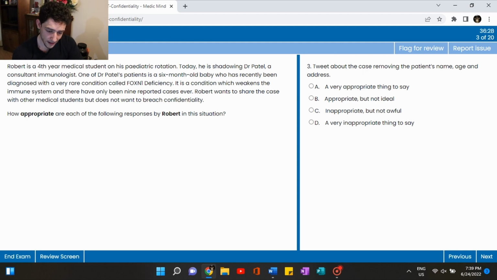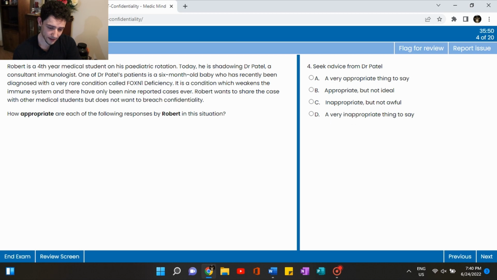Number 3, tweet about the case, removing the patient's name, age, and address. Like we said before with the WhatsApp messaging, this does basically nothing to protect the patient's confidentiality because of the condition being so rare. So, a very inappropriate thing to do. The General Medical Council has guidelines on social media and what medical students can and can't do. And there are Australian guidelines as well.